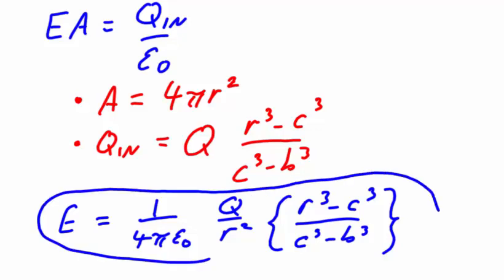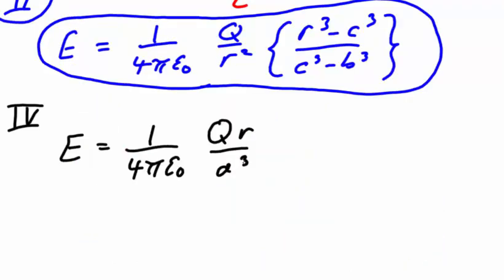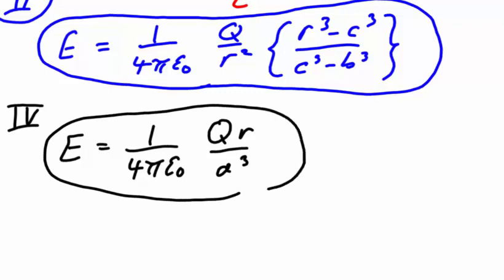Rather than making this video particularly long by solving for region 4, we're instead going to simply recognize that region 4 is the same as the interior region in a previously solved problem on a solid sphere, and therefore we're going to reproduce that result here, yielding E is equal to 1 over 4 pi epsilon naught Q r divided by a cubed.